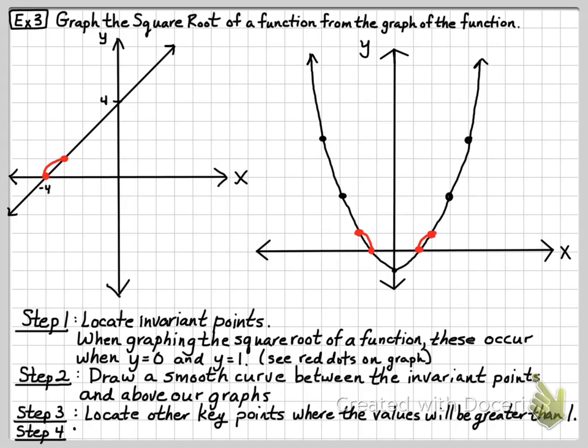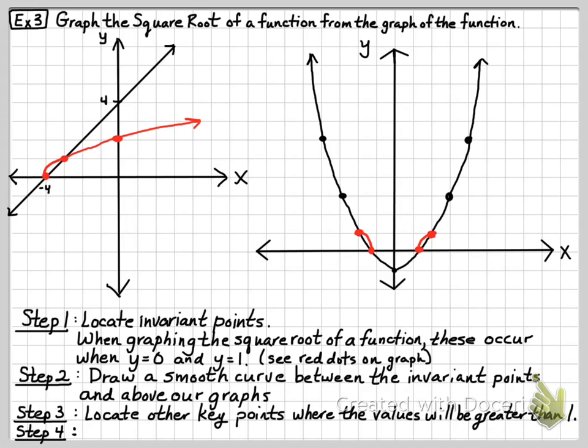So what we're going to do here, in the first graph, you'll notice that when x is 0, y is 4. Well, if we're working with the square roots, I can now say that the square root of 4 is going to be 2. So on that graph, you'll notice that that line has got to go through the point when x is 0, y is 2.